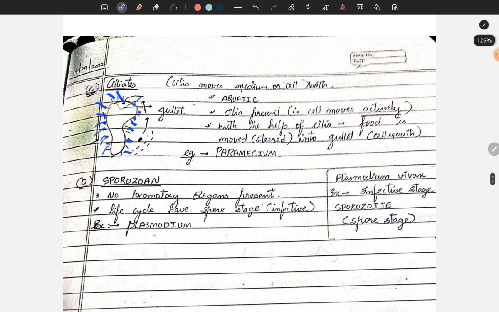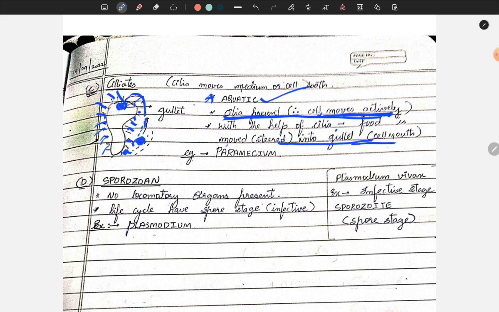Habitat is mainly aquatic. Cilia is present. The cell moves actively. See, active movement is present when cilia is present. Okay, remember, active movement is present when cilia is present. With the help of cilia, food is moved, steered into the gullet. See, with the help of cilia, this is the food which moves into the gullet actively. This is given in the NCERT, guys. This line is given in NCERT.